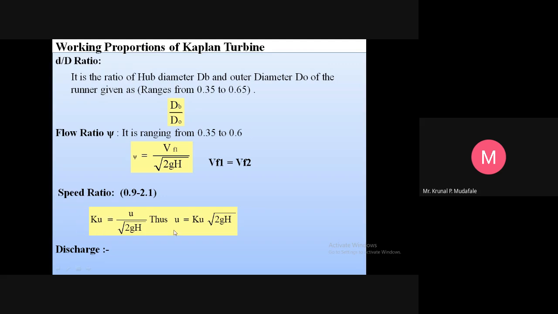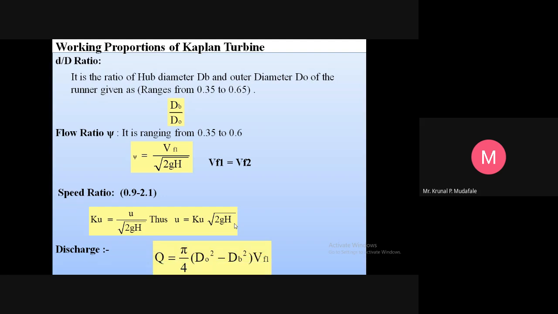If I want to calculate the Ku at the speed ratio, you must calculate the peripheral velocity at the inlet or at the outlet, so that U is equal to Ku into under root of 2gH. H is the head, the net head, which is most important everywhere. Okay. Then the last one is the discharge. How can you find out the discharge?